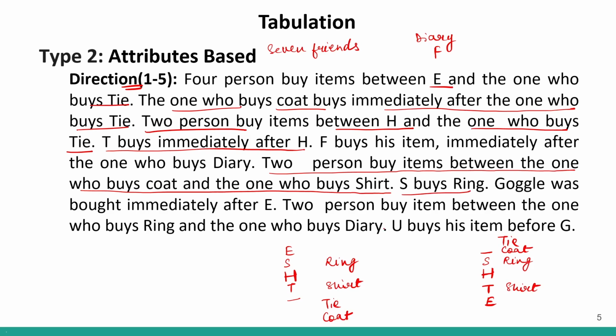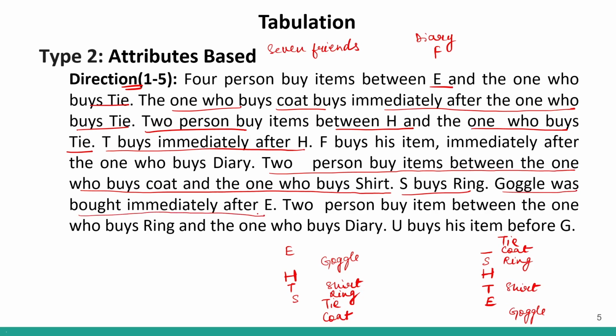Okay. Now, goggle was bought immediately after E. So E is over here. That means goggle will be here. Correct? And in this situation, S ring I am removing because after E we have immediately goggle. So now how many positions do we have? 1, 2, 3, 4, 5, 6, 7. We already have 7 positions. So maybe this position we can put S and ring. Okay? S and ring can come in this position. And over here, S and ring can come in this position because now we have 1, 2, 3, 4, 5, 6, 7 people.